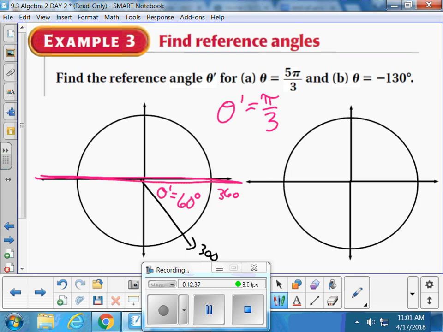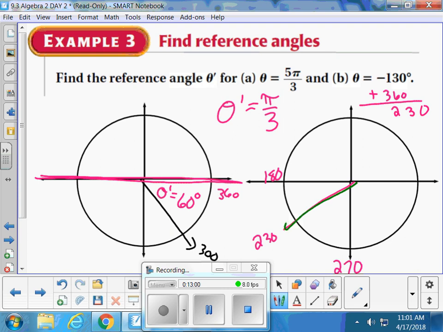What about negative 130? Do you know where negative 130 is? Not particularly. So go ahead and add 360 to it. It's located at 230. Y'all agree? So 230 is probably somewhere down here, because I know this is 180 and I know this is 270. You know where your theta prime would live?